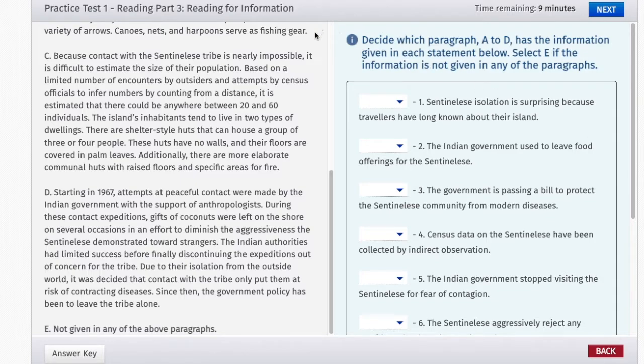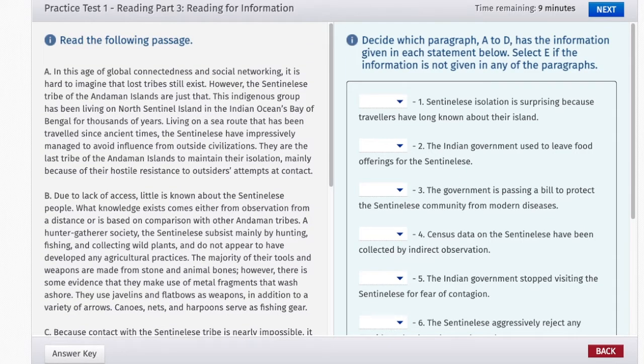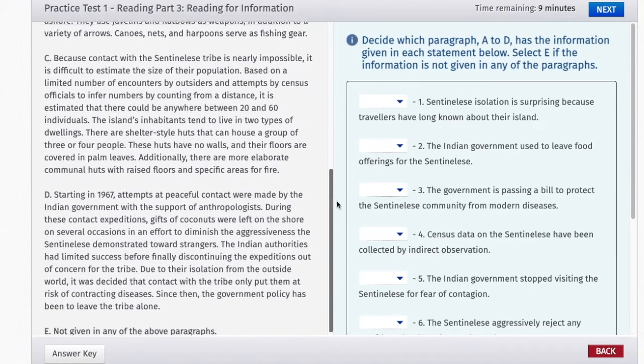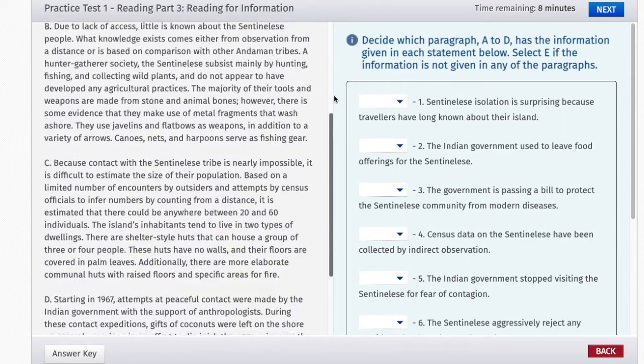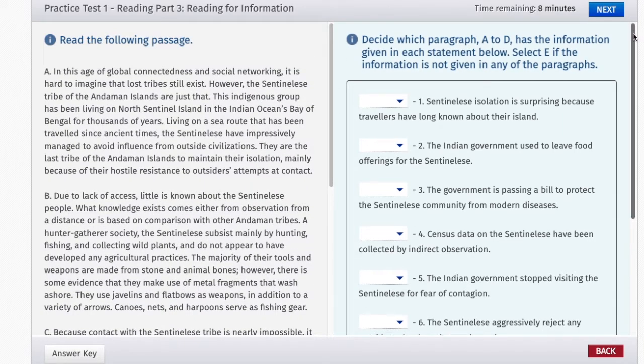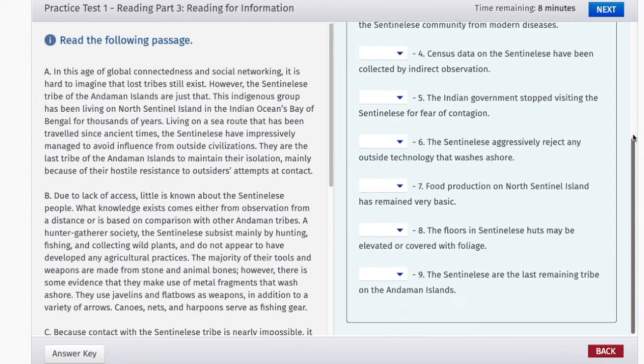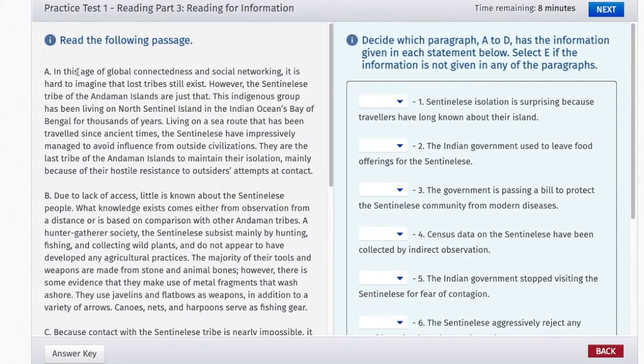So here we have a sample of part 3 from the CELPIP website. On the left, we have our text. On the right, we have our questions. As stated in our guide for time management, we only have 9 minutes.